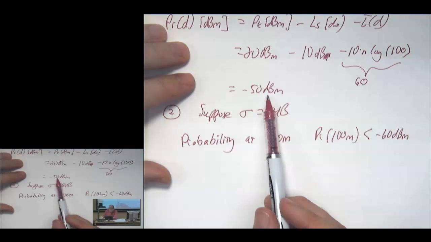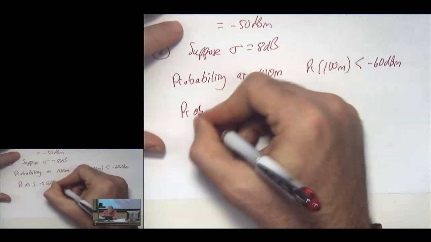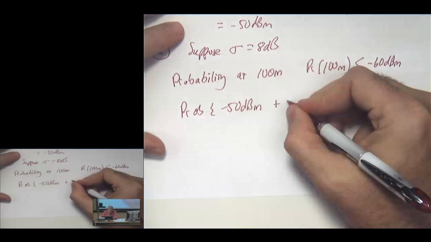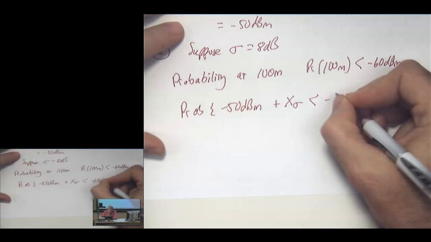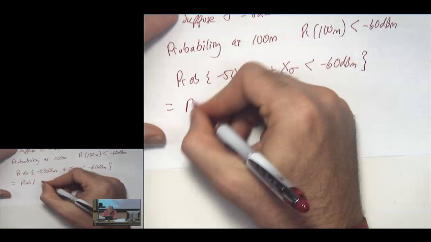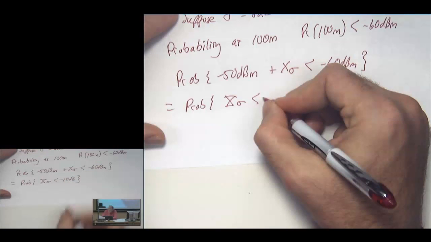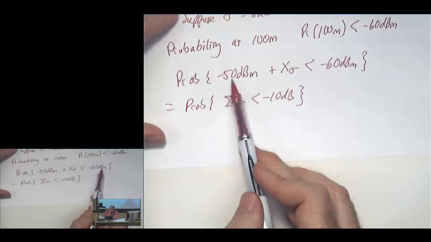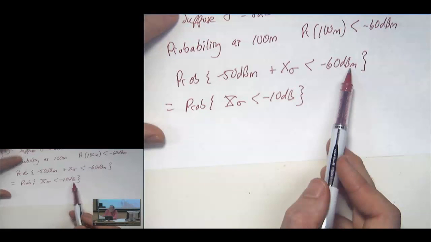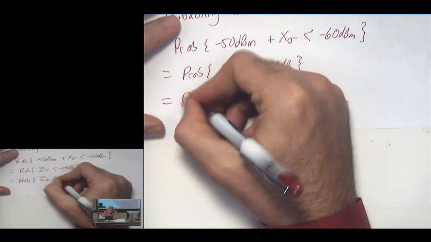So we computed here that the average was minus 50. Now we're going to ask how often is it 10 dB below that? So we're going to compute the probability that minus 50 dB, which we just computed, plus x sigma is less than minus 60 dBm, which is equal to the probability that x of sigma is less than minus 10 dB here. We move the 50 over here, dBm cancels to dB, and we get minus 10. And that's just equal to the probability that x of sigma is greater than 10.